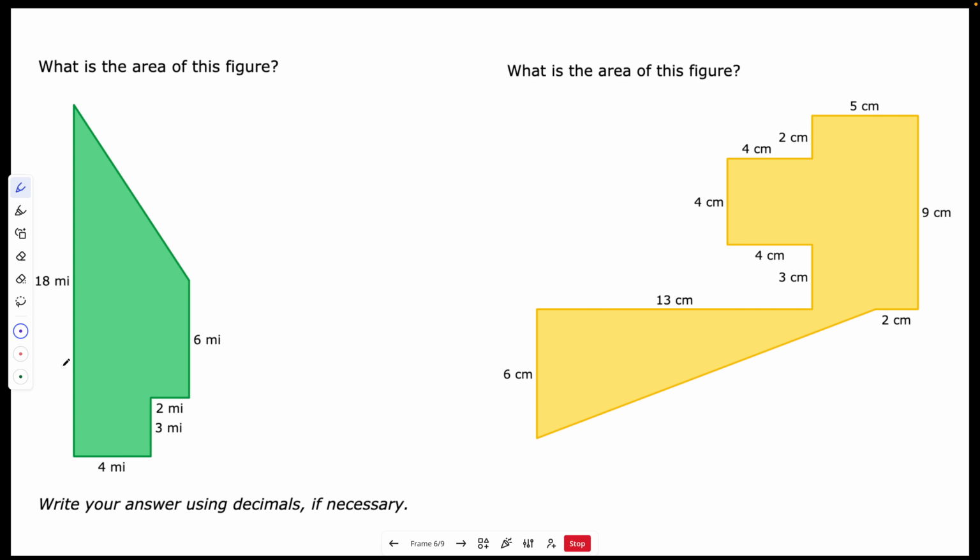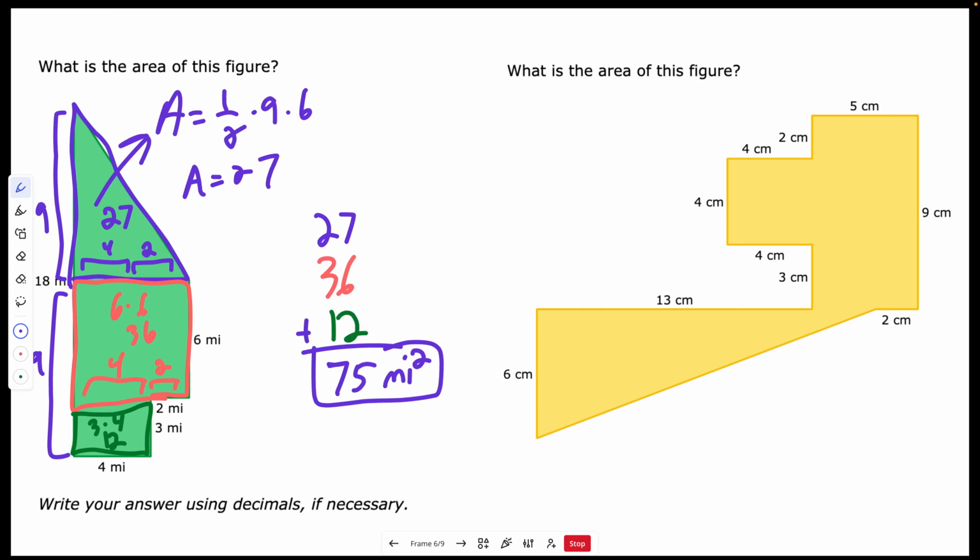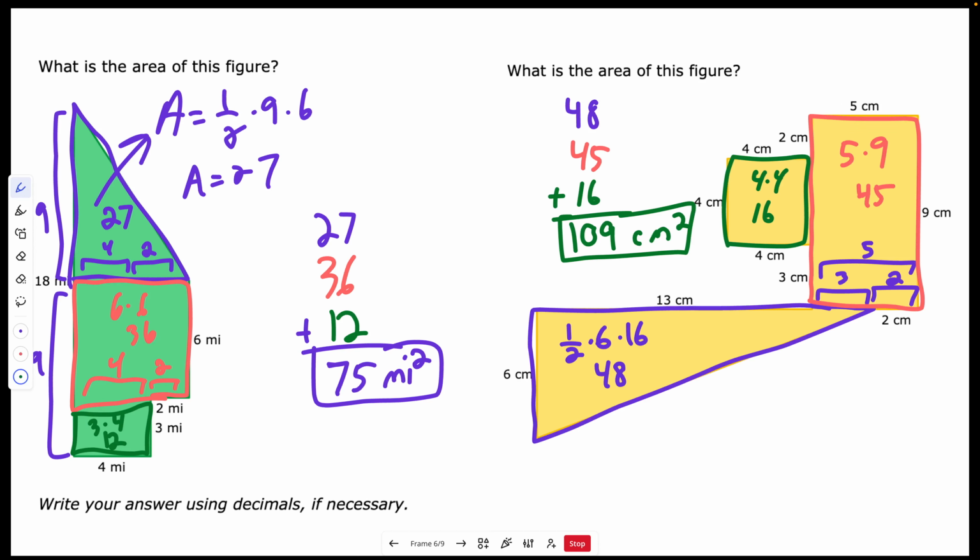Okay, now that you've had time to work these problems, let's check your solutions. For the first problem, here is the work. You should have gotten 75 square miles. And for the second problem, here is the work. You should have gotten 109 square centimeters. You might have cut these problems a little bit differently, but as long as you're ending up with the same answer, all good.